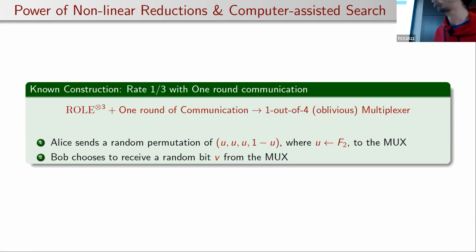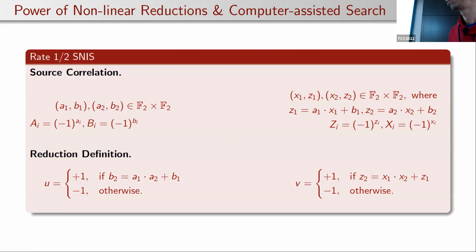The best known construction before our work shows that the rate 1/3 is achievable, but using one round of communication. In our work, we don't use any communication and we achieve rate half. So this is the construction.